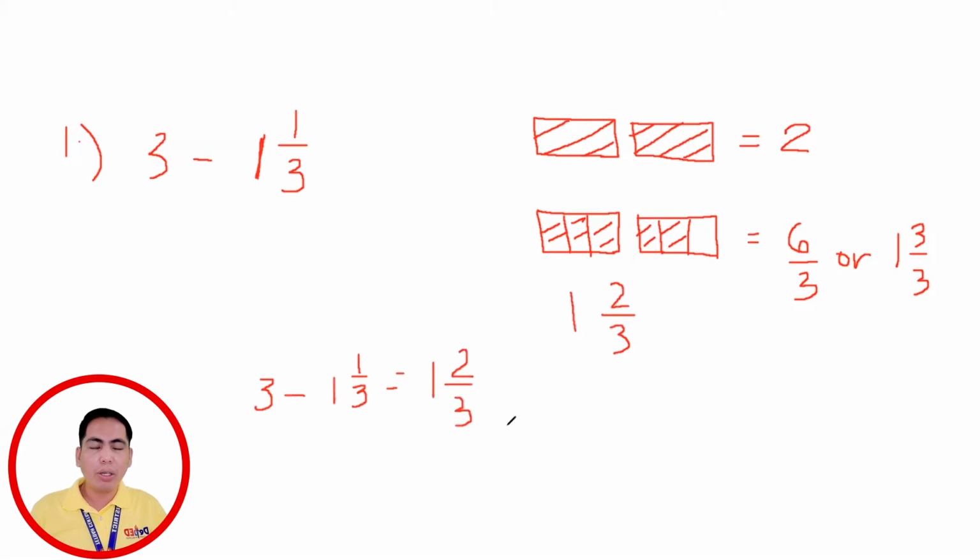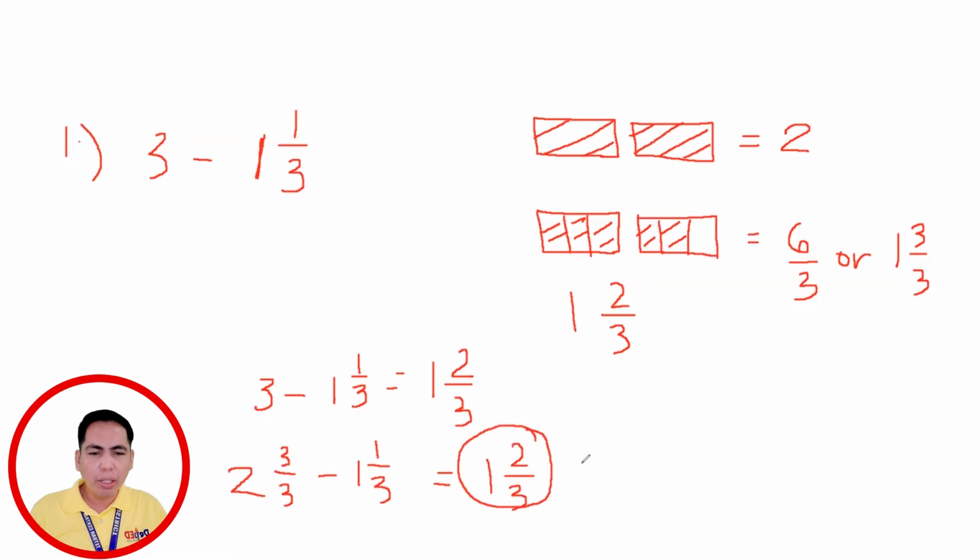Without the illustration, we can also use computation. Before we can subtract 1 and 1/3 from 3, we have to rename first that 3 into 2 and 3/3. 3/3 is simply 1, plus the 2 is 3. So 2 and 3/3 is equivalent to 3. When we subtract 1 and 1/3 from 2 and 3/3, first we subtract the whole numbers. 2 minus 1 gives us 1, and then 3 minus 1 gives us 2, and then just copy the common denominator of 3, following the rule in subtracting similar fractions. So the answer is 1 and 2/3.